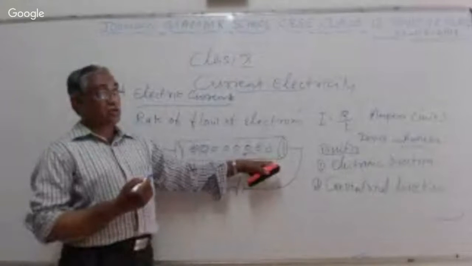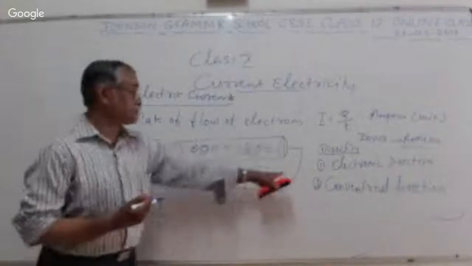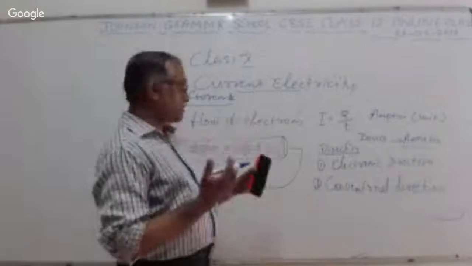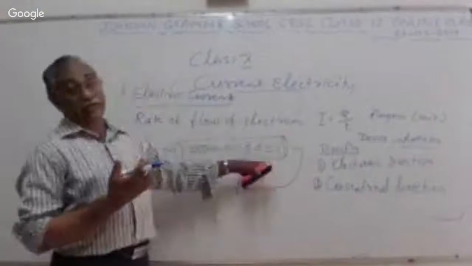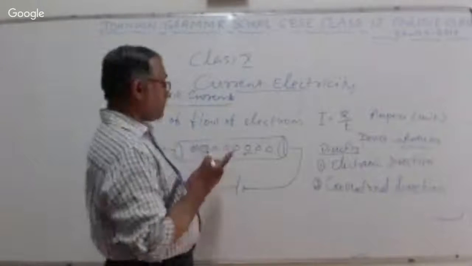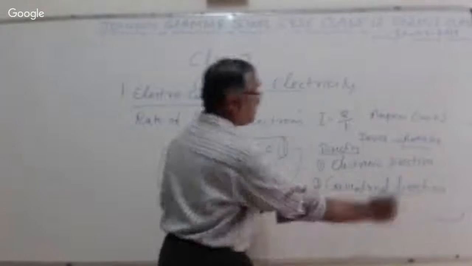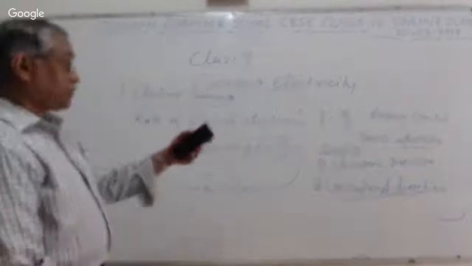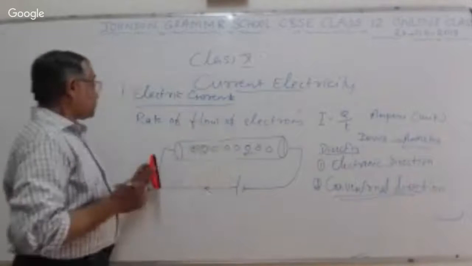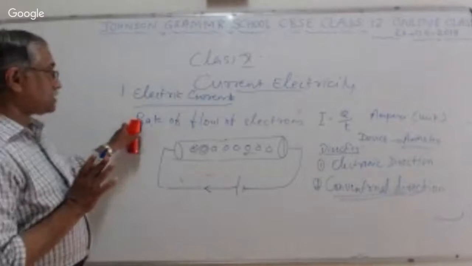This is not the direction along which the electrons are flowing. Electrons are flowing from negative to positive, but we assume that the current is flowing from positive to negative. That is what we always follow, the conventional direction. The electronic direction we will do later, in first class, not now. I hope you understood what is electric current.